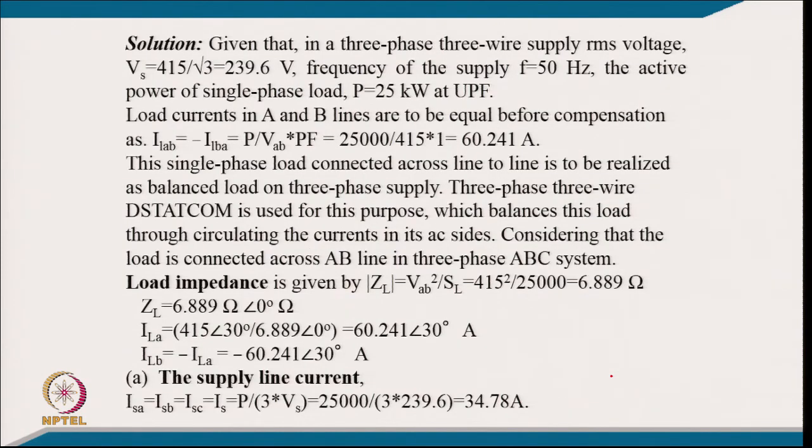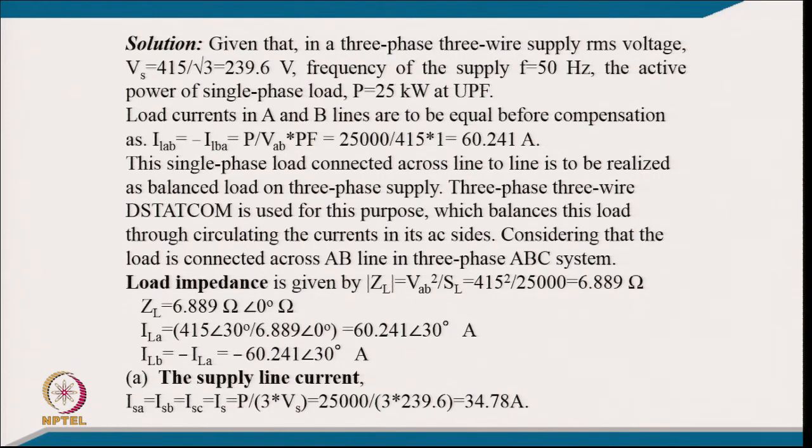So, coming to the solution, given that in a 3-phase 3-wire supply RMS voltage is 415 by root 3, 239.6 volt, frequency 50 hertz, and active power of load is 25 kilowatt at unity power factor. So, the load current in AB line before the compensation is ILAB equal to ILBA, that is P upon V into PF. So, it comes 25,000 divided by 415, so it comes 60.24 ampere.